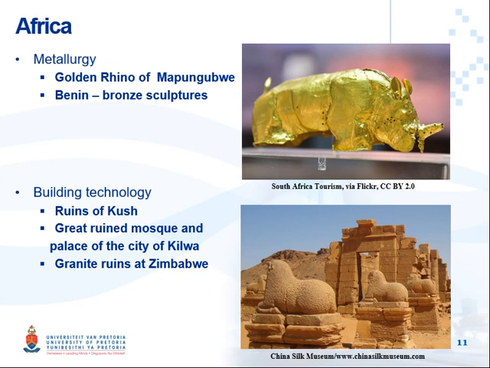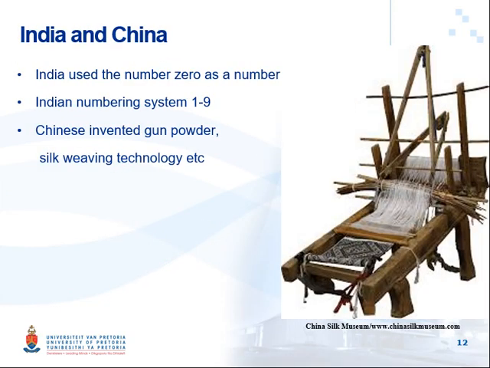In this slide, you can see some examples of early engineering in two areas, metallurgy and building, in Africa. I hope I'm pronouncing it correctly, but the golden rhino of Mapungubwe was first discovered in 1932 by researchers of the University of Pretoria, and if I'm not mistaken it is still held at the University of Pretoria Museum. It is one of the examples of metalwork in the medieval kingdom of Mapungubwe. Bronze sculptures of Benin are another example, and we mentioned some examples of building technology in Africa.